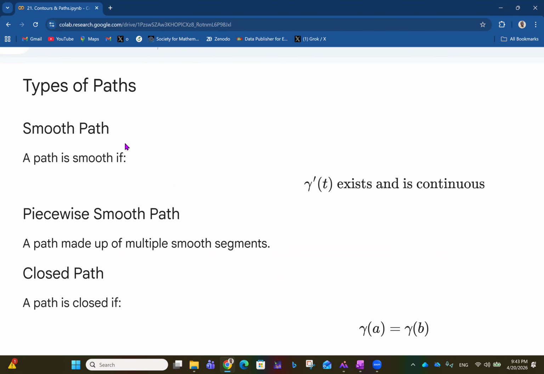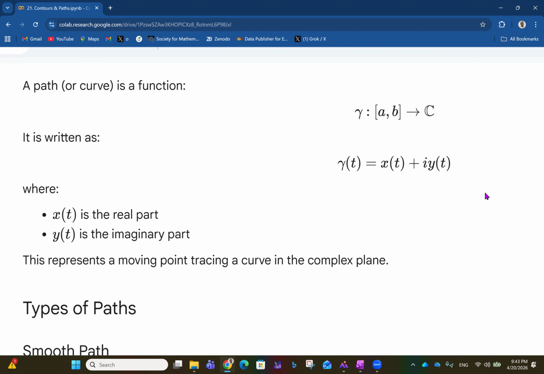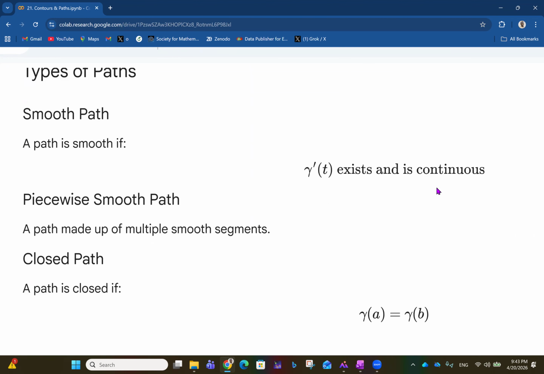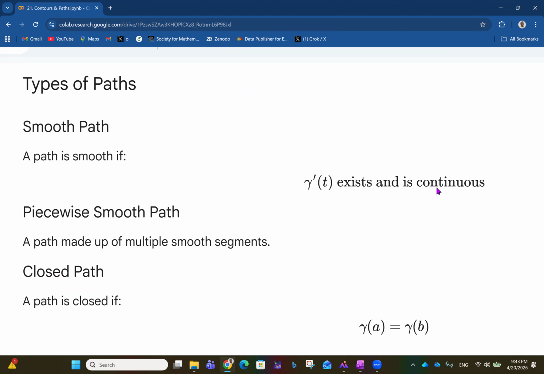We have the smooth path, for instance. A path is smooth if the derivative of gamma, that's gamma prime of t, exists and it is continuous. So we say it is a smooth path. With the same gamma of t we have here, if we differentiate it and it exists and is continuous everywhere, then we say we have a smooth path. Then we can also have a piecewise smooth path, that's a path made up of multiple smooth segments.